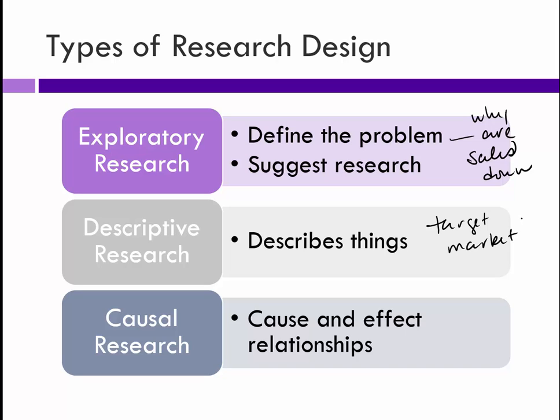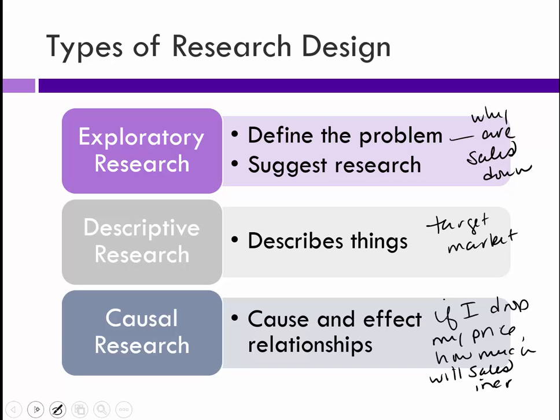And causal research looks at cause and effect. So for instance, let's say if I drop my price, how much will sales increase? So maybe I'm going to just drop it in one region first before I drop it everywhere. Or it could be the opposite: if I raise my price, what happens to sales? And so we're going to do something and then see what happens. So these would be the three main designs of the research.